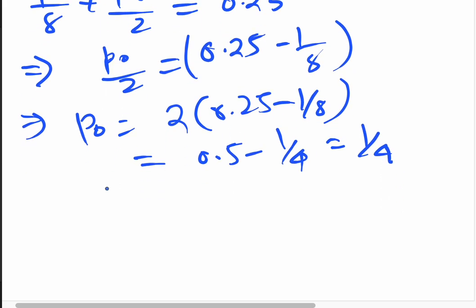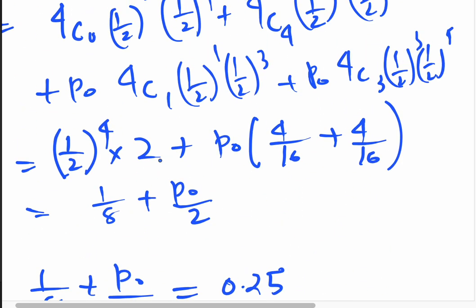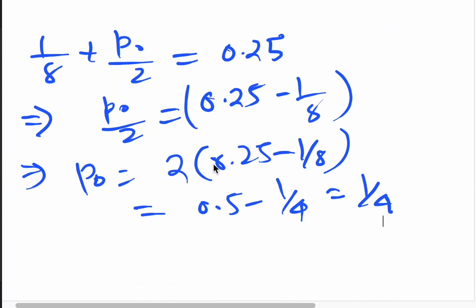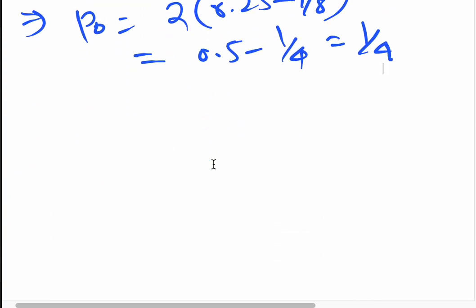So my test is, when A's outcome is 1 or 3, if I reject the null hypothesis with probability 1 by 4, then the probability of occurring type 1 error is 0.25. So that is the solution for the question number 4. Now let's see question number 5.